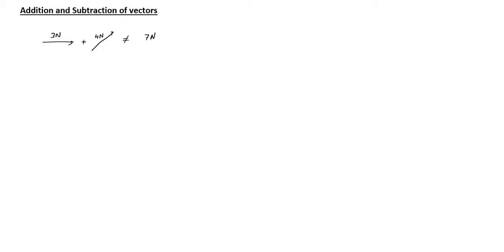Why? Because we cannot add vectors as scalars. To add two vectors, we need to consider their directions along with their magnitude. So vectors cannot be added by scalar algebra. To add or subtract vectors, we need to have vector algebra.